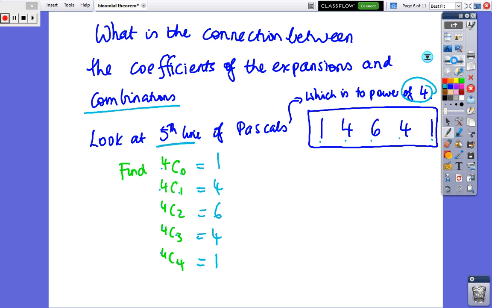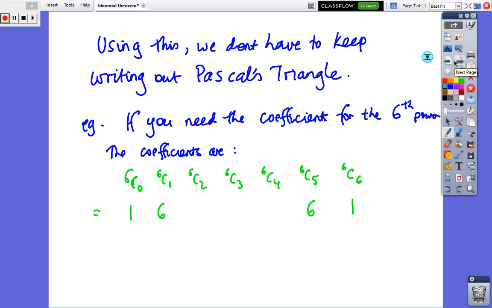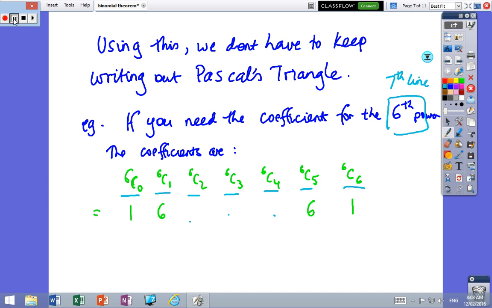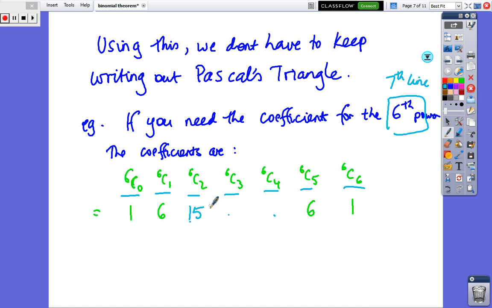So looking at the next slide. So using this, we don't have to keep writing out Pascal's triangle. So if you want to get the 6th power, which is the 7th line, coefficients, 6C0, etc. And can you just fill in those last ones with your calculator? Okay, so you would have got 15, 20, and 15. So there's a pattern. Once you get to the middle, it just repeats coming back. So that would be the 7th line or the 6th power of Pascal's triangle. Okay.